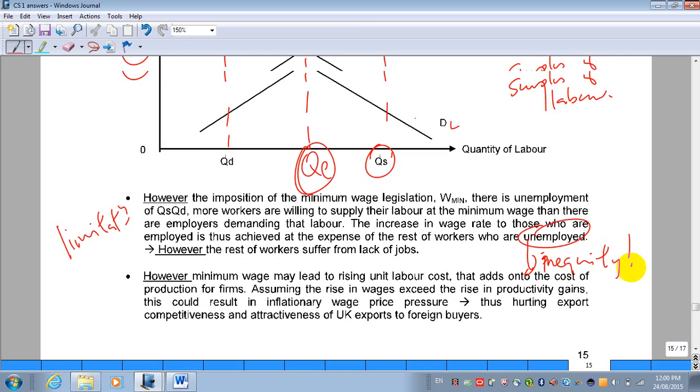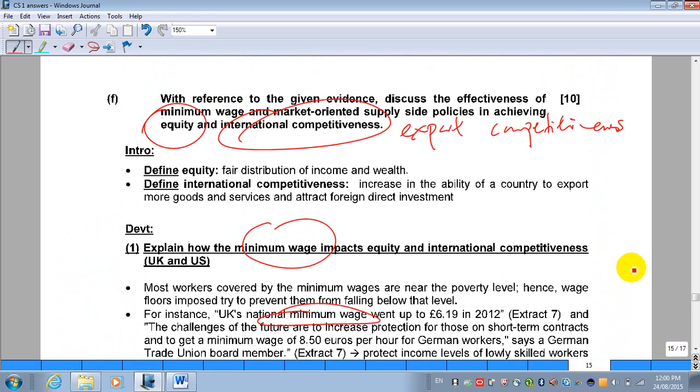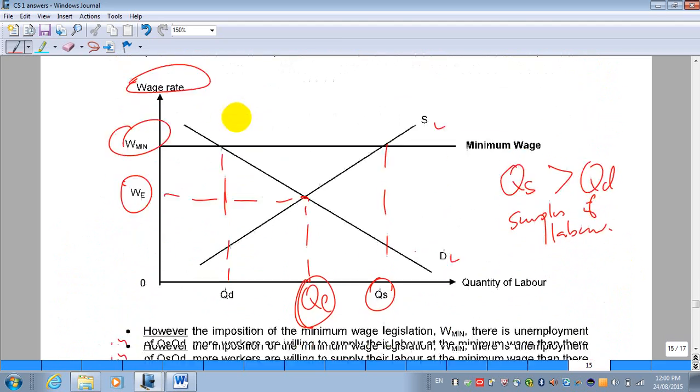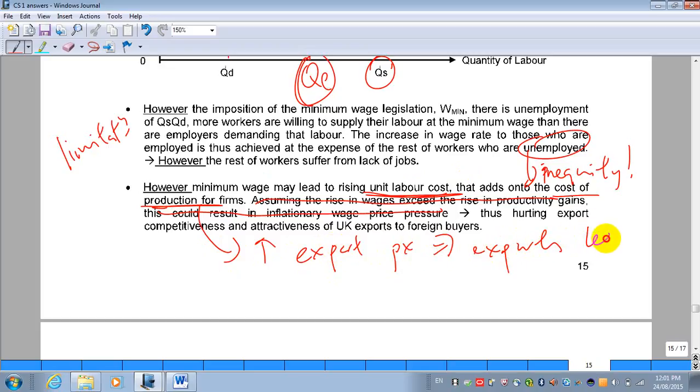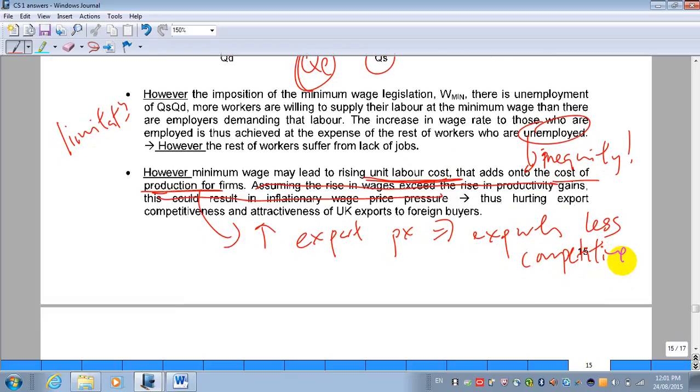At the same time, with the minimum wage, remember what I said? From minimum wage, you need to link to equity, which I've already done. You need to link to international competitiveness, right? If you don't need to draw the graph, don't draw the graph, which is not required here. So with an increase in the unit labor cost, it adds on to the COP, and therefore they might need to increase the export prices, and therefore exports become less competitive. Just like that will do. I don't need to talk about inflation, please don't.